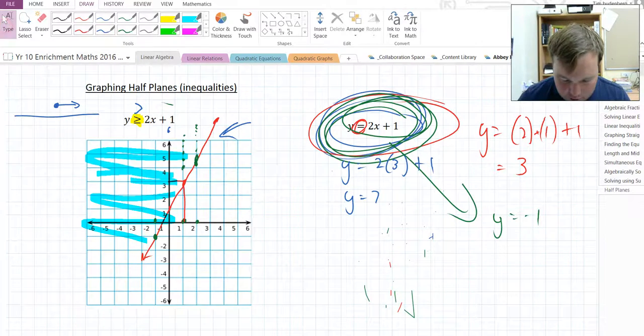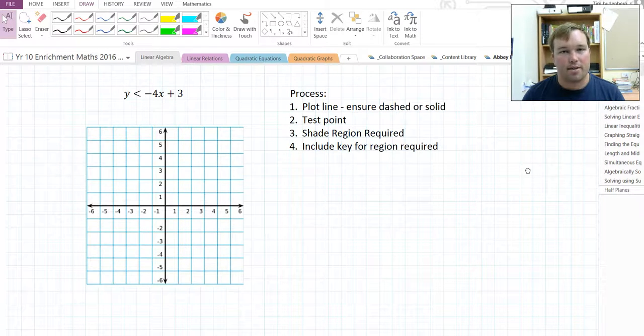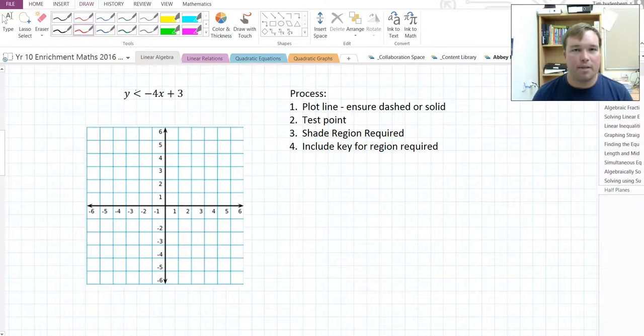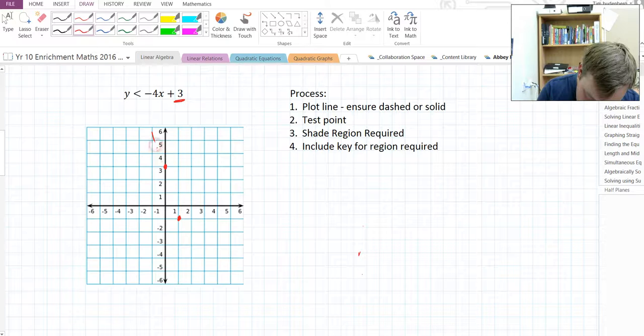Alright, so to graph one of these lines, you need to first of all plot the line like you would for a linear equation, and ensure it's dashed or solid according to the type of inequality. So here, it's a strict inequality, so I'm going to go with the dashed line. I know that it will pass through the y-axis at 3, and that for every 1 I run across, it'll drop 4 down. So I'll pass through here, run 1 across, drop 4 down. And then this becomes a dashed line.